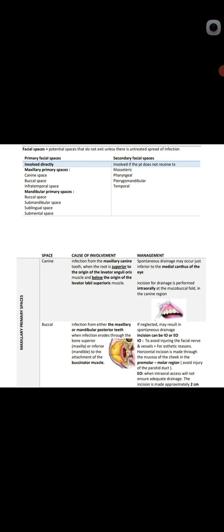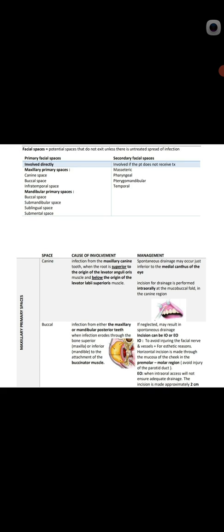In maxillary there is canine space, buccal space and infratemporal space. In mandibular primary space infection there is a buccal space, submandibular space, sublingual space and submental space. In secondary facial space infection, there is the masticator space, pharyngeal space, pterygomandibular space and temporal space. Now come to each one in detail.